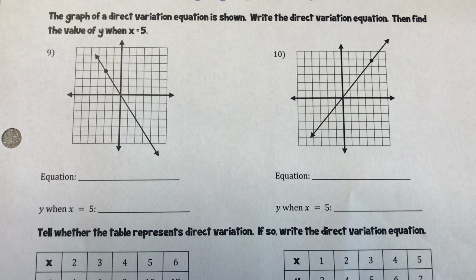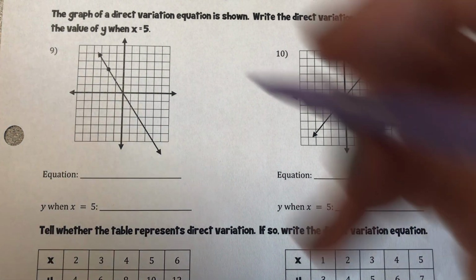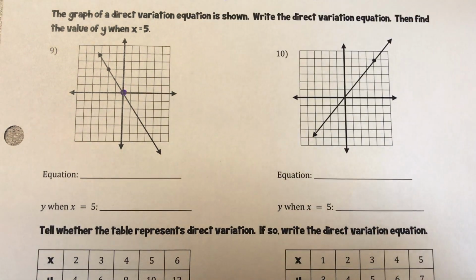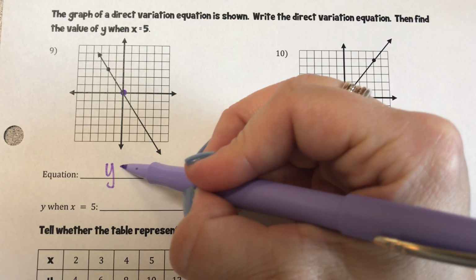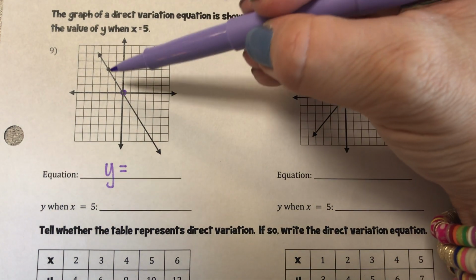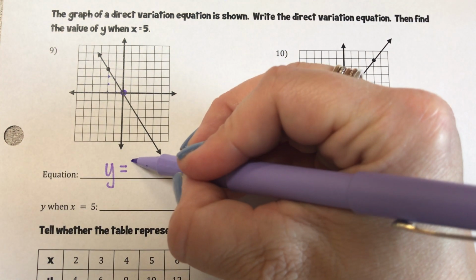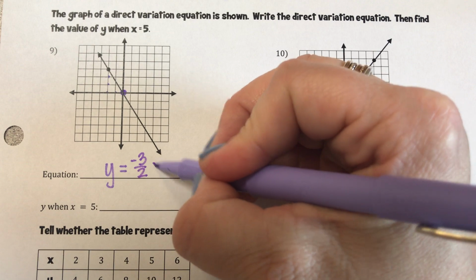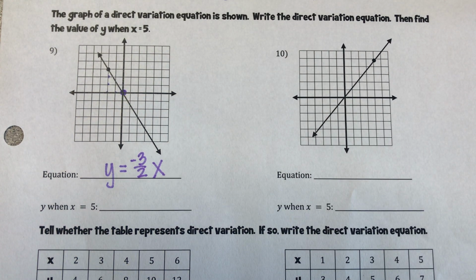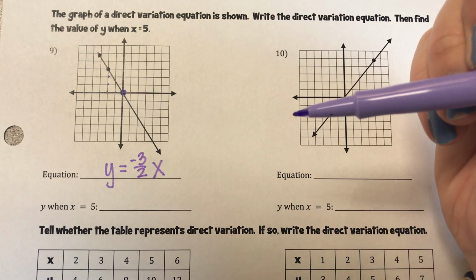So on this next part, it says the graph of the direct variation equation is shown. Write the direct variation equation, then find the value of y when x is 5. Okay, so we know that it's going to go through the origin, right? So now we just have to find the slope. So going from left to right, think about slope. He went down 3 over 2. So y equals negative 3 over 2x, right? It's just a linear equation that's going through the point 0.